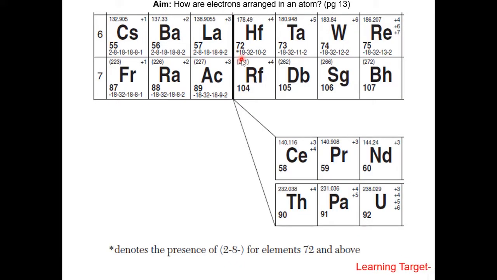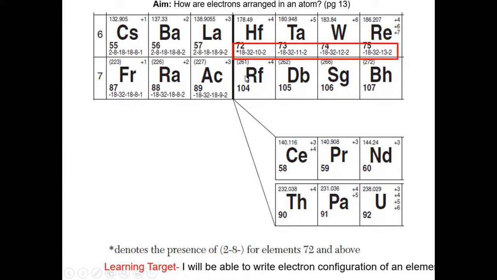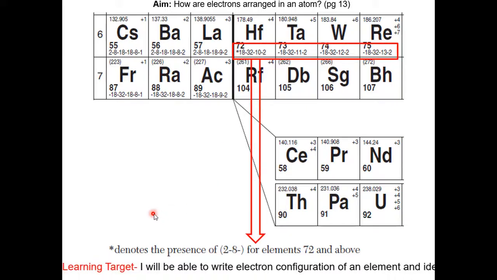You may have noticed for the larger atoms that the first 2 energy levels are cut off for some reason. The reason for this is because the full electron configuration could not fit into this small box, okay? So notice there's a star here. It's referring to this star on the bottom of the periodic table. It denotes the presence of 2-8 for elements 72 and above. So I'm just letting you know.